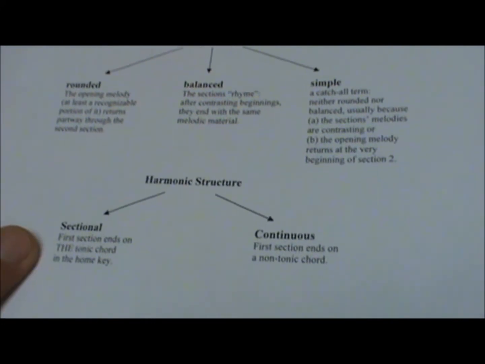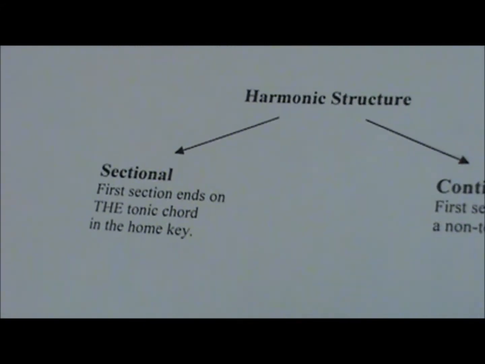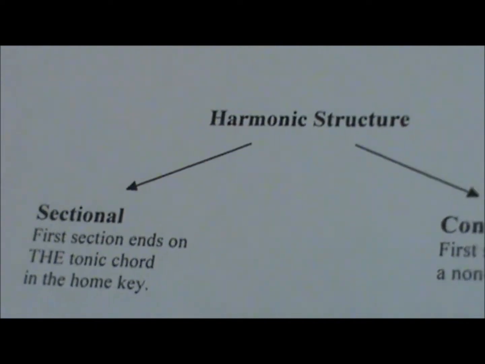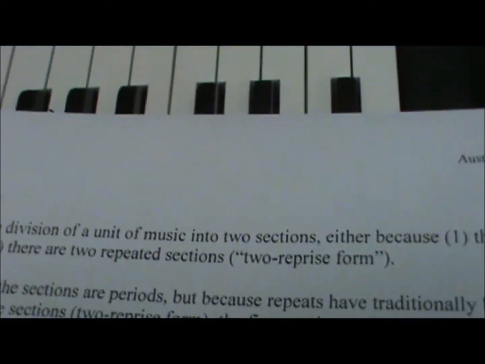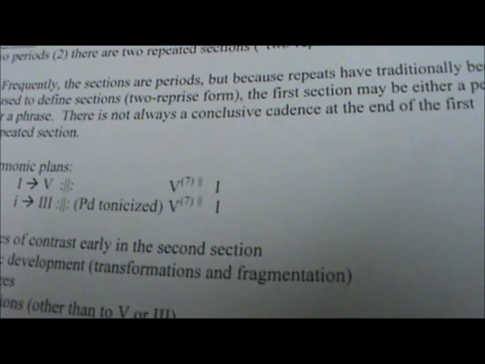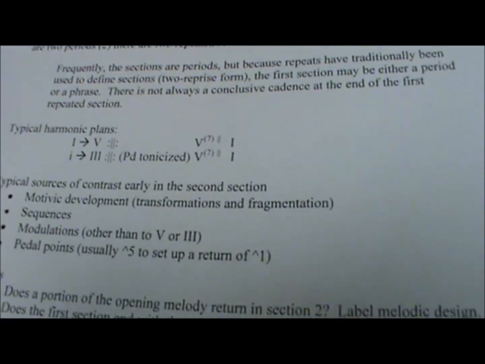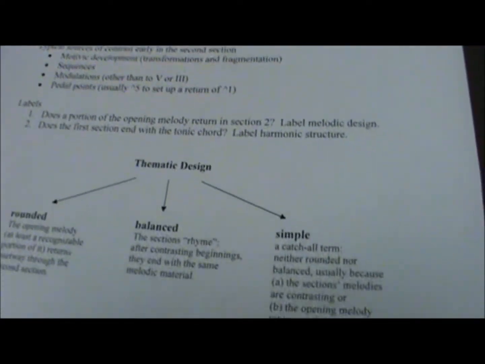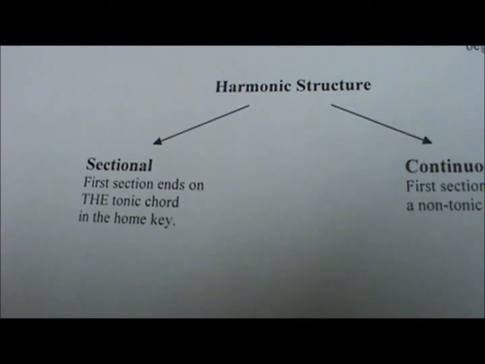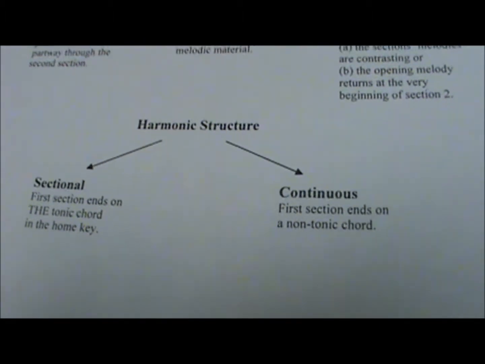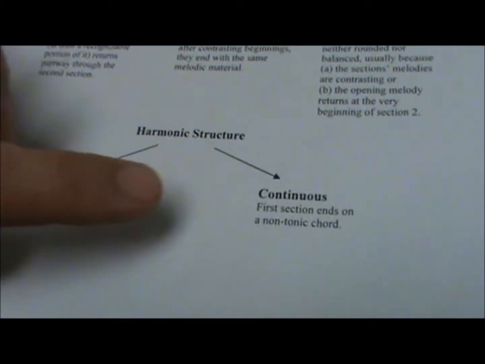Okay, sectional means the first section ends on the tonic chord in the home key. So if it modulates, like these two schemes up here, say, and our other one in minor going to 5, those happen a whole lot. And if there is modulation, it can't be sectional. Yes, you might end up on tonic in the new key, but if it's modulated, it can't be the tonic chord in the home key.